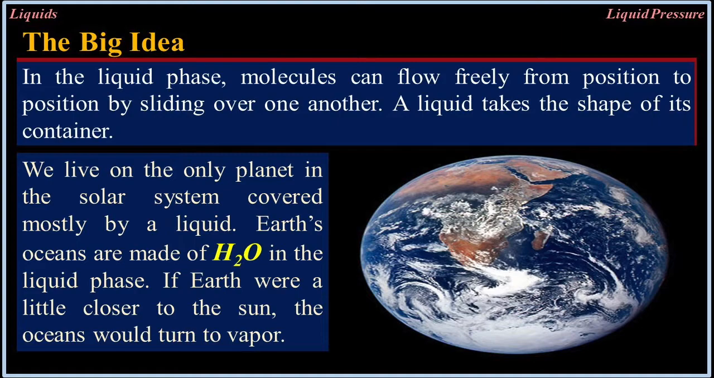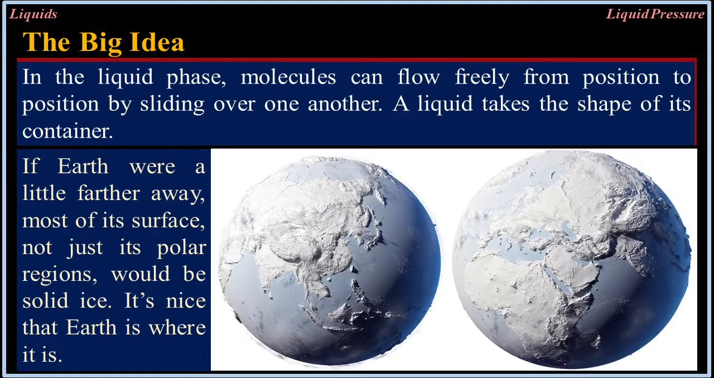If Earth were a little closer to the sun, the oceans would turn to vapor. If Earth were a little farther away, most of its surface, not just its polar regions, would be solid ice. It's nice that Earth is where it is.